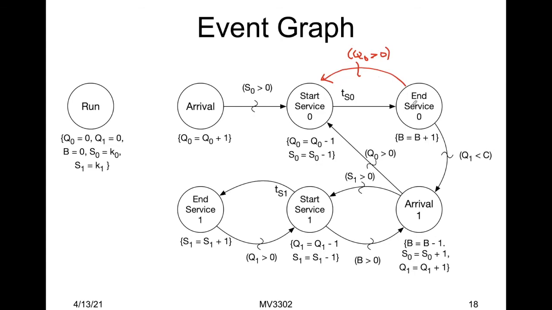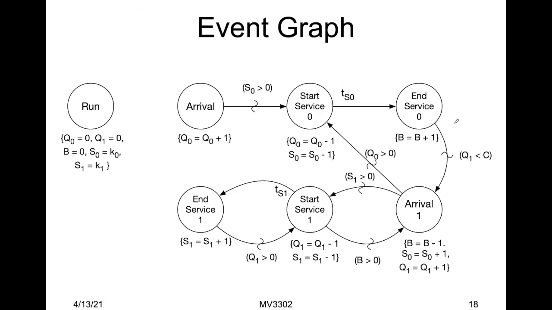But it is quite possible that at this event, S0 is equal to 0. If we schedule this, Q0 could be bigger than 0, but this state transition will drive S0 negative. It will now be -1, and so that is not what we do.